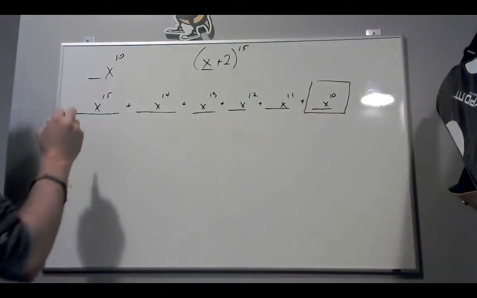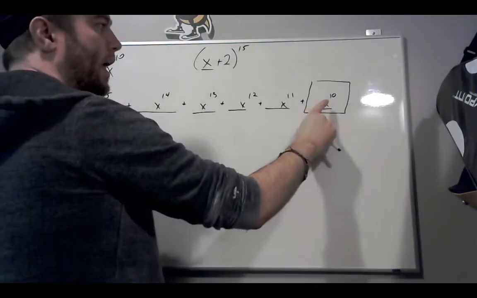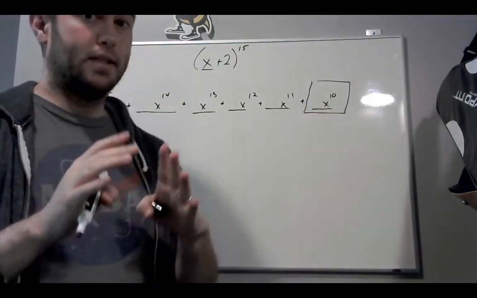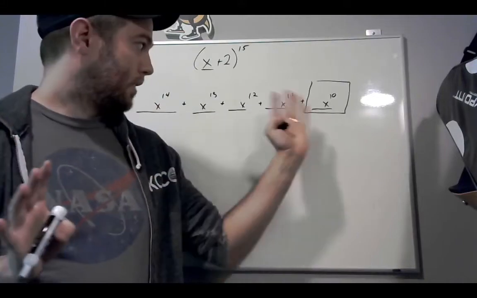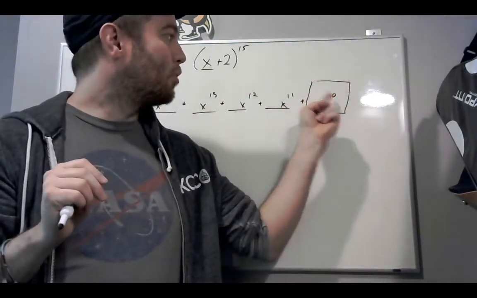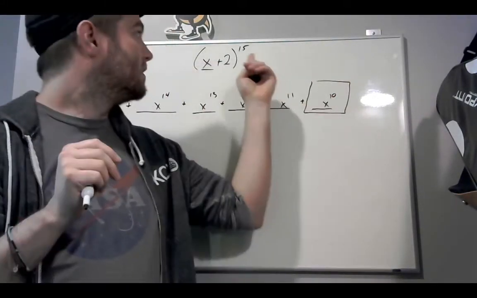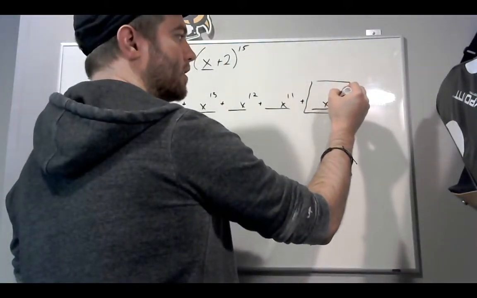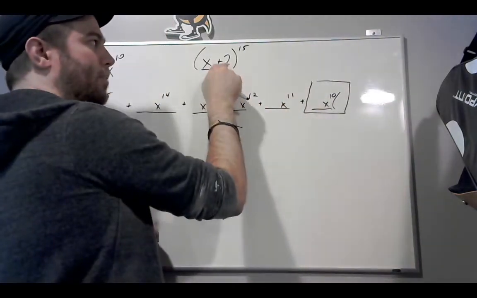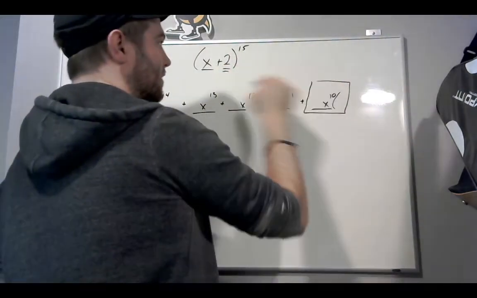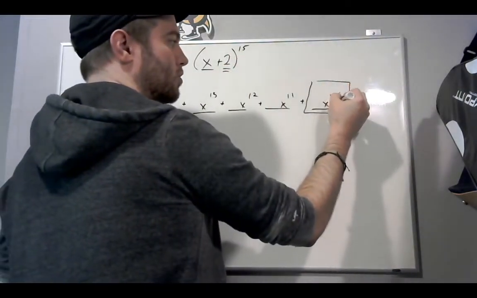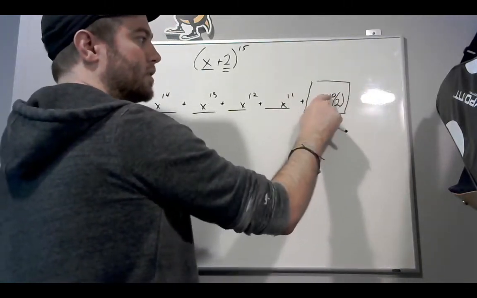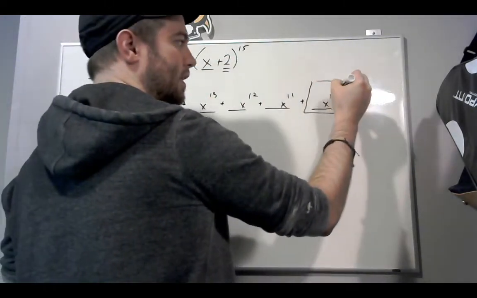So one of the nice things is I now know that I'm here, that my exponents need to add up to give me 15. That means that this right here is going to get multiplied by the second term of this binomial, 2. I'm going to raise that to 15 minus 10, and that's to the 5th power.